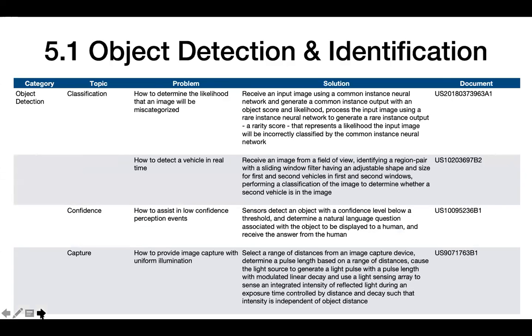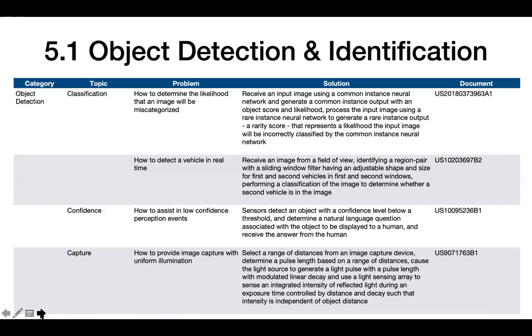Okay. Object detection classification, how to determine the likelihood that I've categorized it correctly or incorrectly. Receive an input using a common instance neural network and generate a common instance output with an object score and likelihood. Process the input using a rare instance neural network to generate a rare instance output. So once again, two different networks doing a couple different things, and then the rarity score represents a likelihood that the input image will be incorrectly classified by the common instance neural network. That's not an issued patent, it's a 2018 publication.